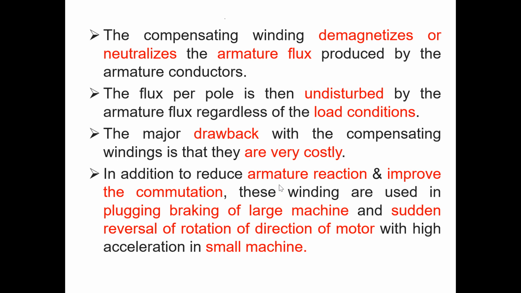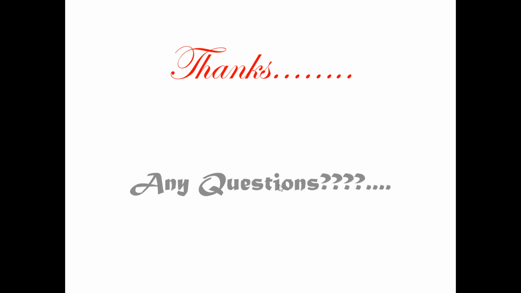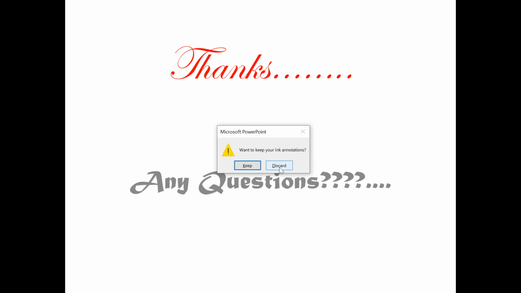That means we can say that compensating winding fulfills four functions. One is reduce the armature reaction. Number two is improve the commutation. Number three is used in plugging braking if rating of machine is large. Number four is to reverse the direction of rotation if machine rating is small. And this will be the last point of discussion which we have discussed.